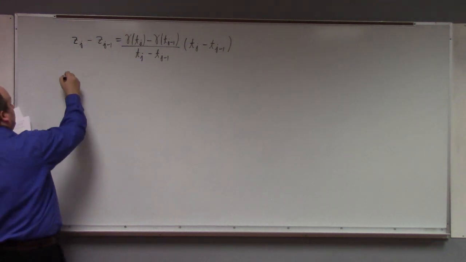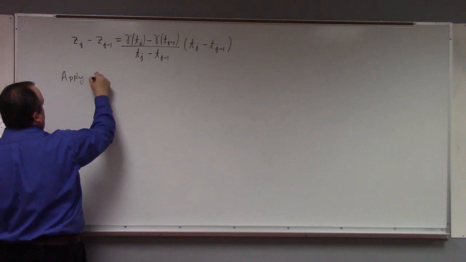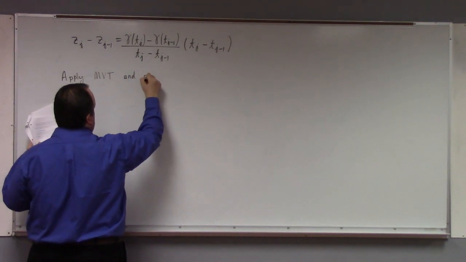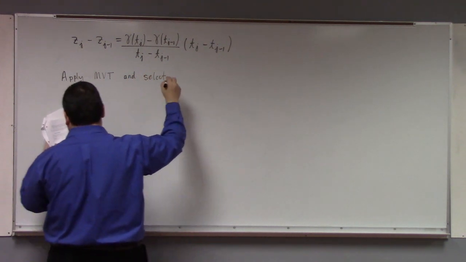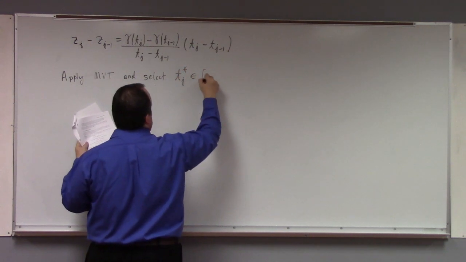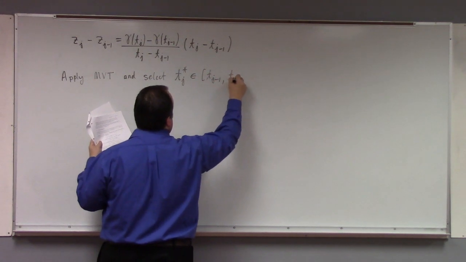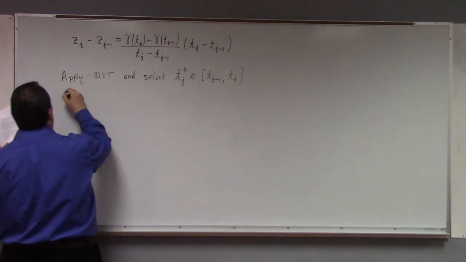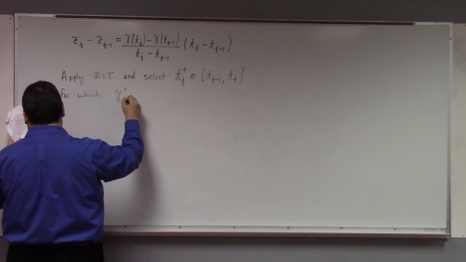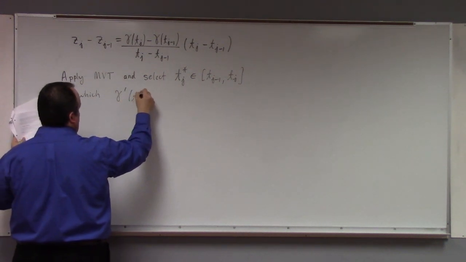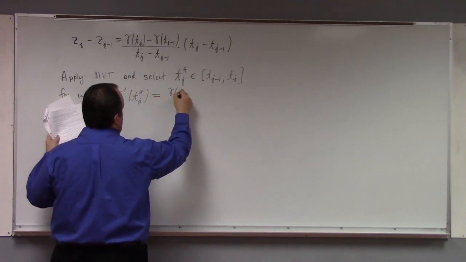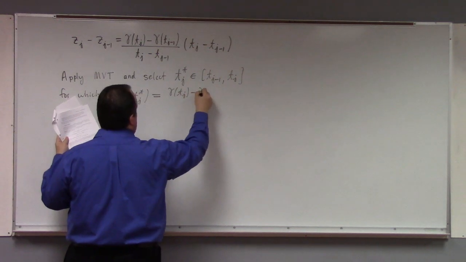And then we can apply the mean value theorem, right? Select, let's say, t_j star, which is in the closed interval from t_{j-1} to t_j, for which gamma prime of t_j star is equal to gamma of t_j minus gamma of t_{j-1}, over t_j minus t_{j-1}.